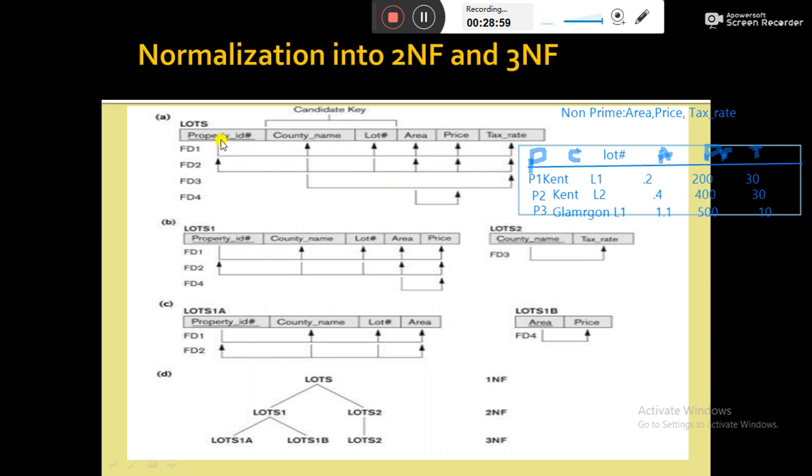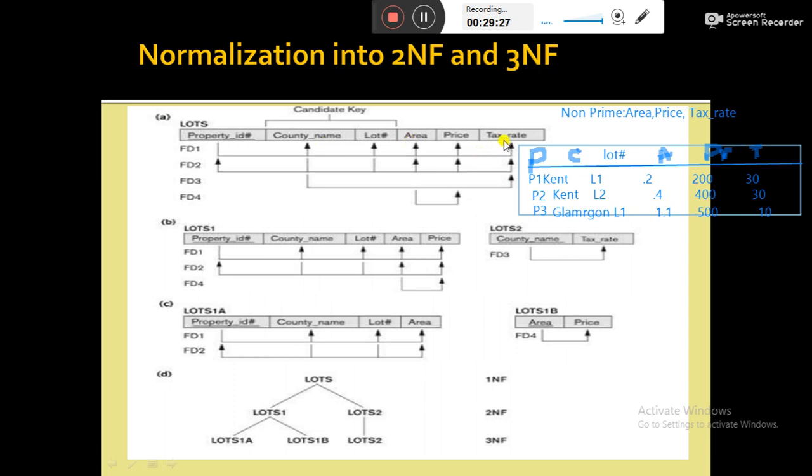So what we have to do? We have to break the relation. We have to decompose the relation. How to decompose the relation? We have to move the non-prime attribute, which is partially dependent on the composite primary key, to the new relation along with the attribute on which it depends.